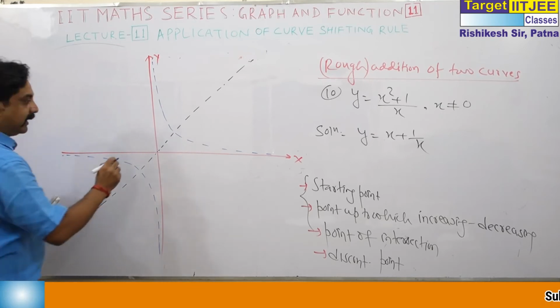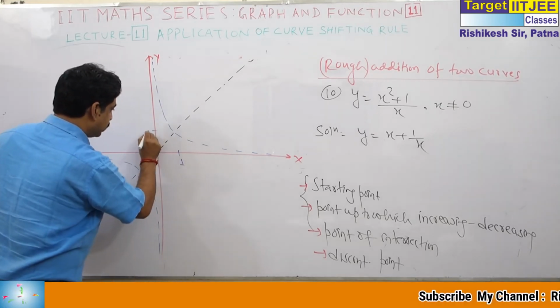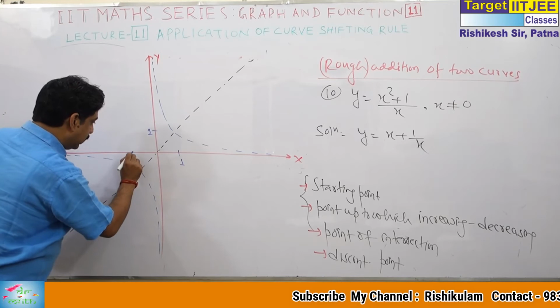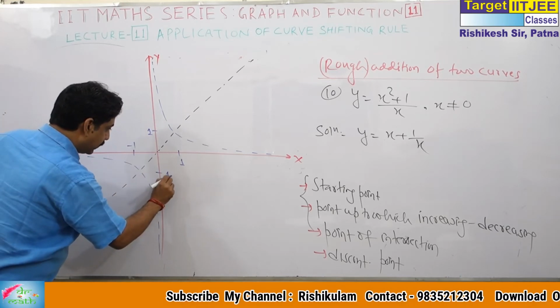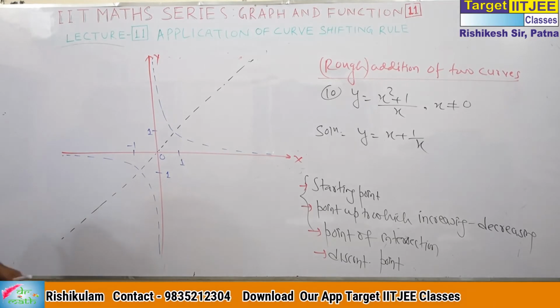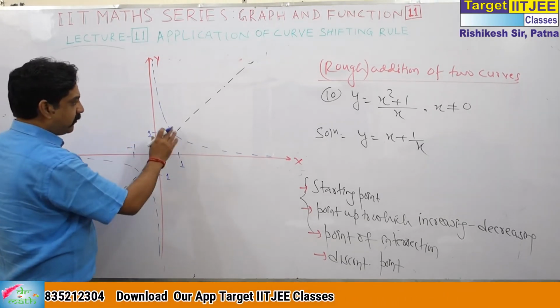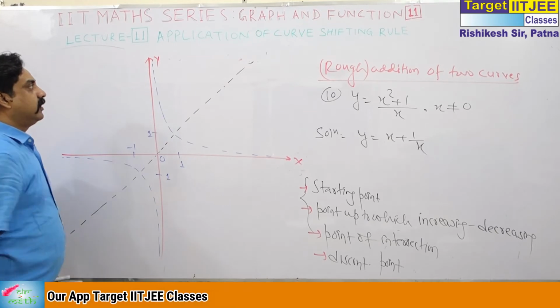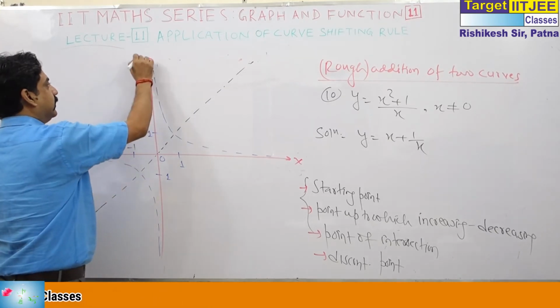They meet at which point? Actually they meet at 1, 1. This is 1, 1, and actually you can say they meet at minus 1 and 1. Now, starting point. First of all, I am doing it for that quadrant.